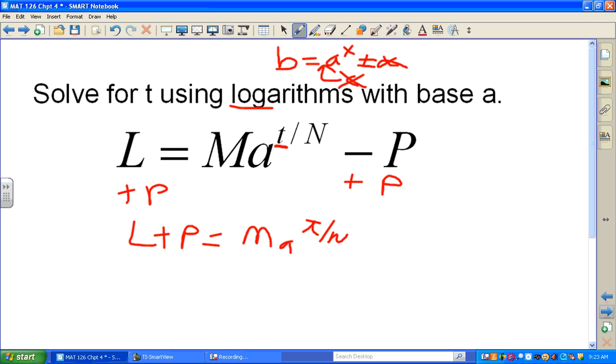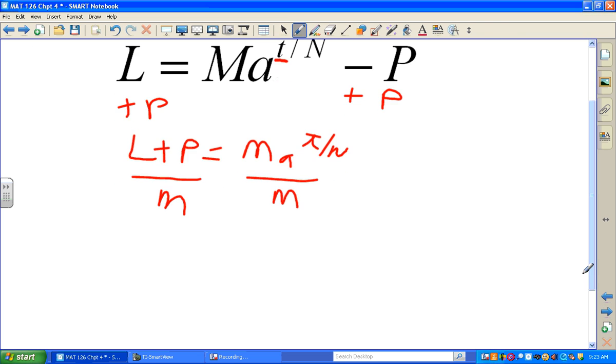L plus p equals m a to the t over n. What has to leave next? The m, so you're going to divide both sides by m. Now, in my definition, I have L plus P over M equals A to the T over N.